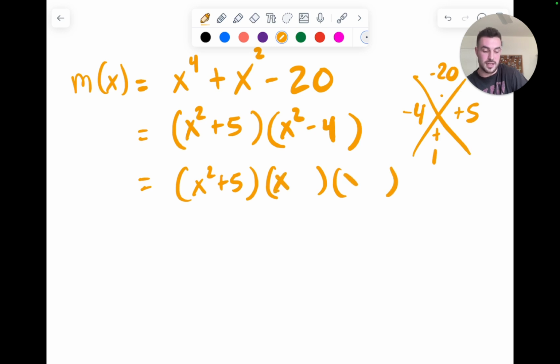I'll start with x and x because this is an x squared. And now I need two numbers that are going to multiply to that -4 but add to 0, which is a 2 and a -2. So now I'm going to set each one of my factors equal to 0.